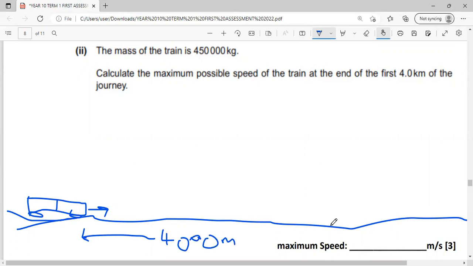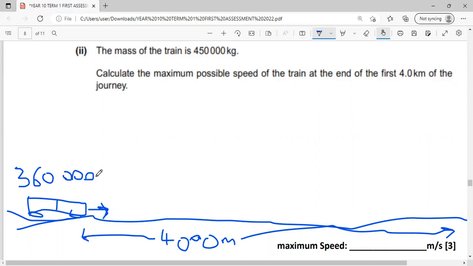Now, that's the distance the train is expected to cover. What is the force that's applied by this motor? This motor attached to this shaft here. These motors, all of the motors rather, would produce a force of 360,000 Newton, as stated in the early part of the question.